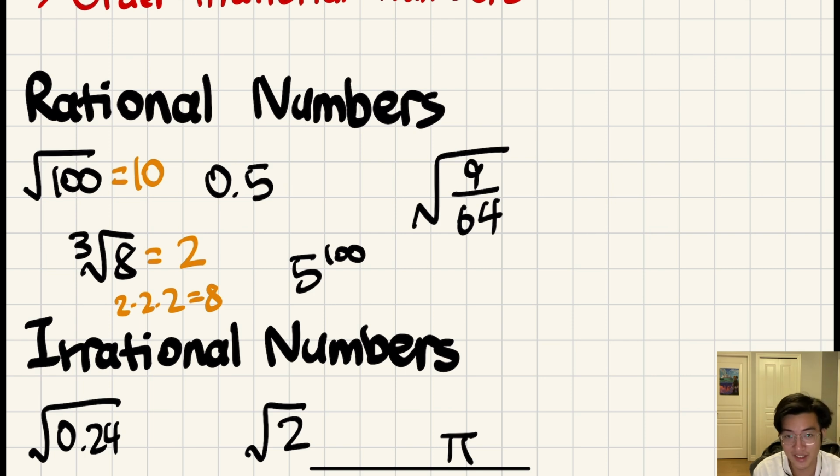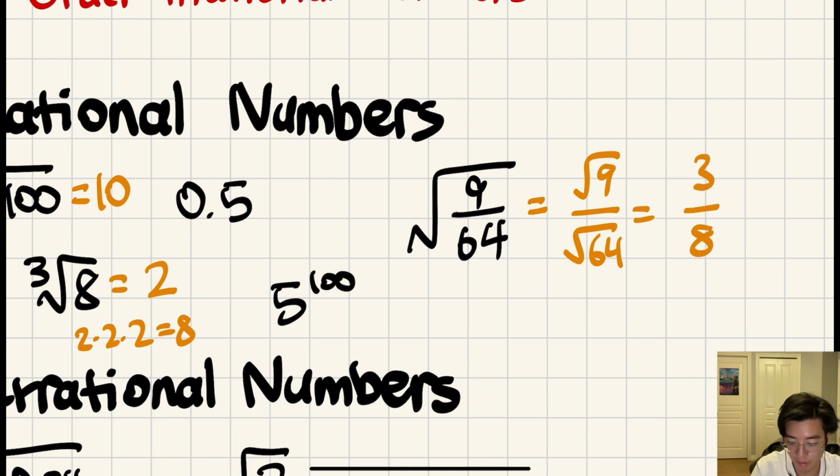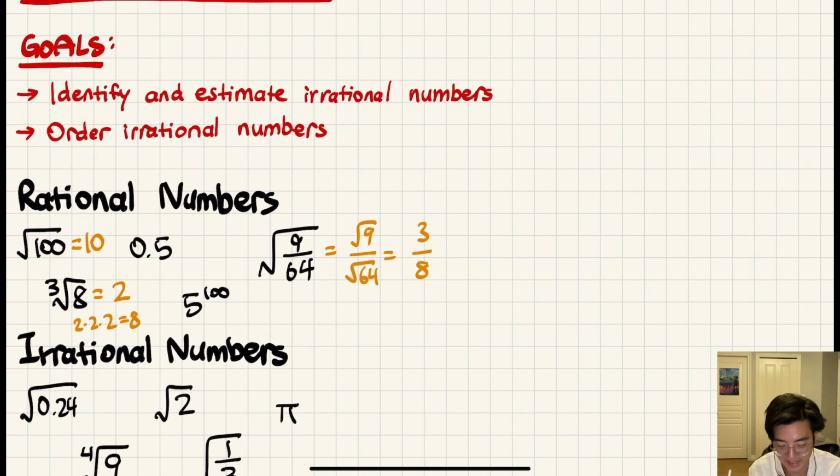5 to the power of 100. I'm not even going to put that in the calculator. I don't even think the calculator can calculate this big. It's 5 multiplied 100 times. Even though it's a huge number, at the end of the day there are no decimals, it's just a nice whole number. And with this fraction here, the square root of 9 over 64 is just the square root of 9 over the square root of 64, which is just 3 over 8. As we can see, those numbers are pretty nice in general.